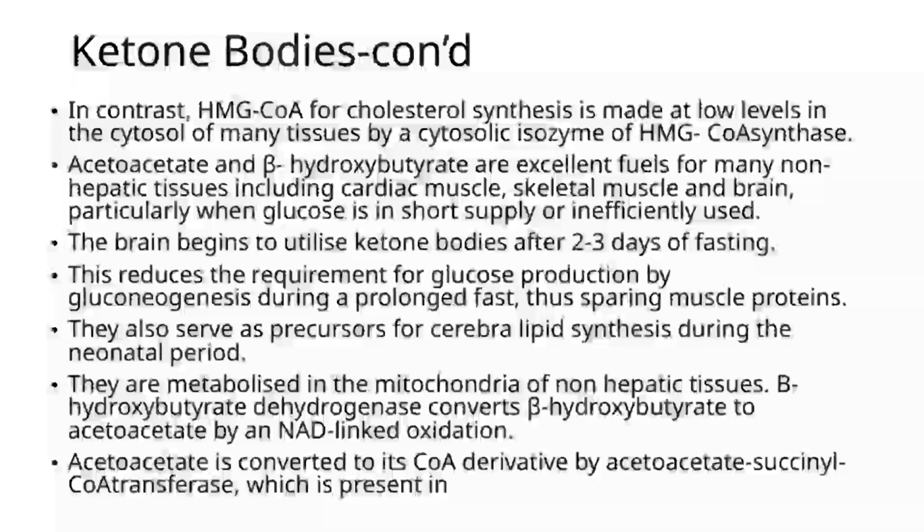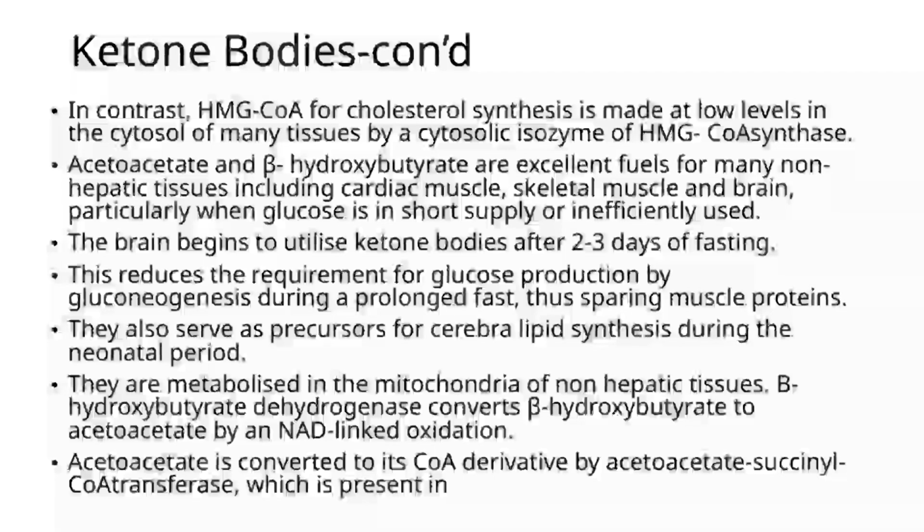Now, moving to ketone bodies, acetoacetate and beta-hydroxybutyrate, they are excellent fuels for many tissues outside the liver, such as the heart, skeletal muscle, and brain. This is especially true when glucose is scarce or not efficiently used. In fact, the brain begins to utilize ketone bodies after about 2 to 3 days of fasting. This shift helps reduce the brain's dependence on glucose, which in turn decreases the need for gluconeogenesis. That is, the production of new glucose during prolonged fasting periods. This process actually helps spare muscle proteins, which is quite beneficial.